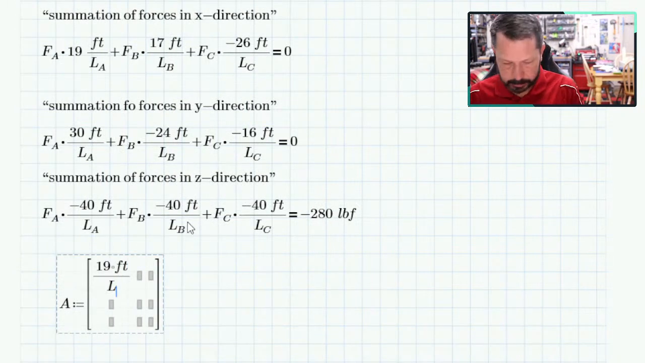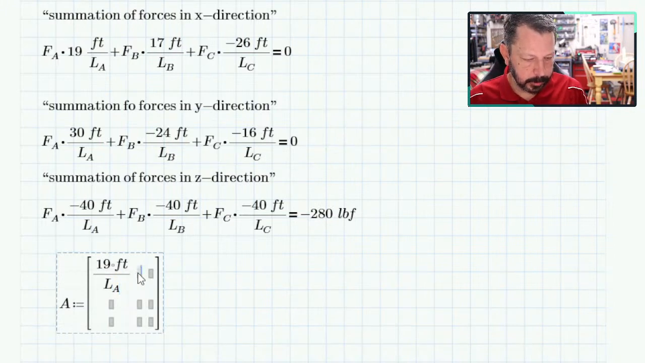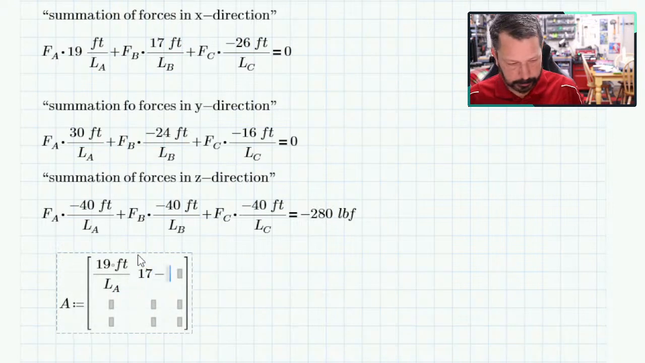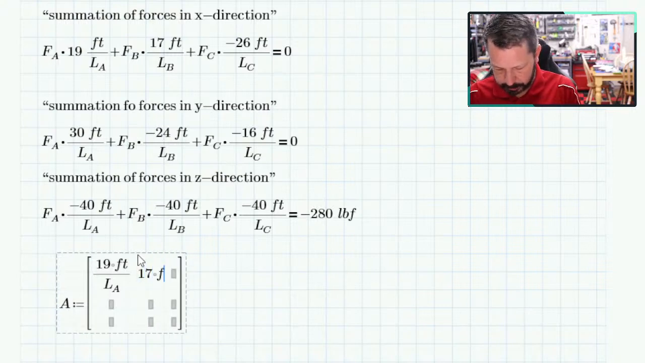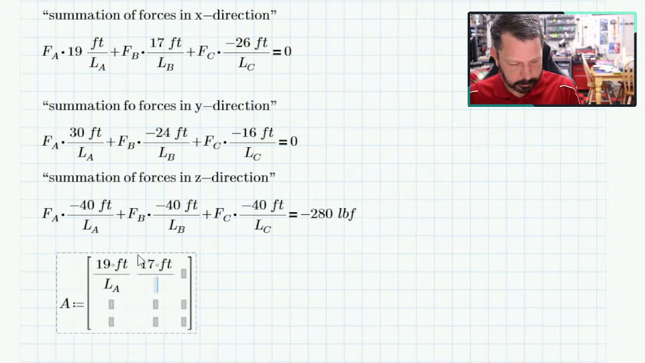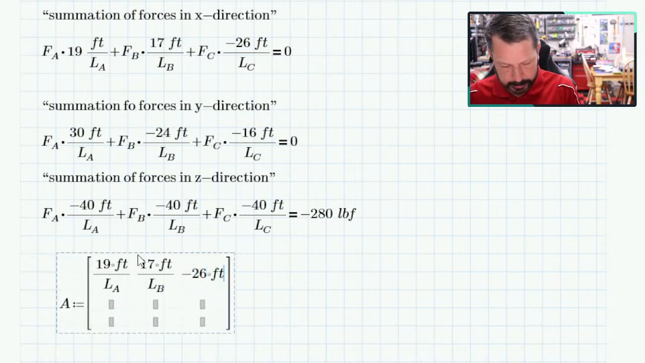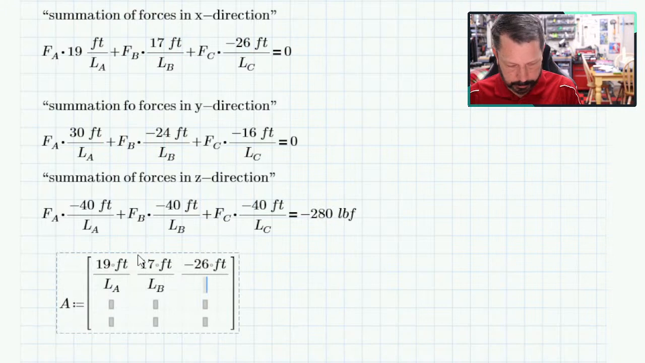19 feet over LA, L subscript A. And then this one would be 17 feet over, I keep typing the wrong thing, 17 feet over LB. And this one's negative 26 feet over LC.